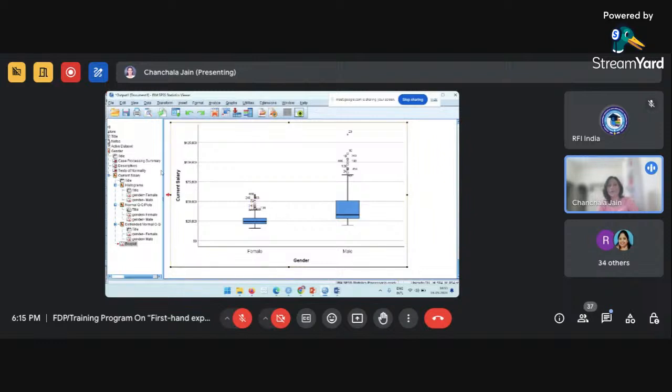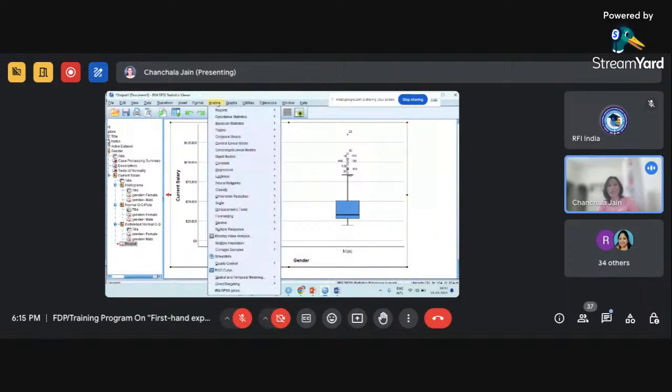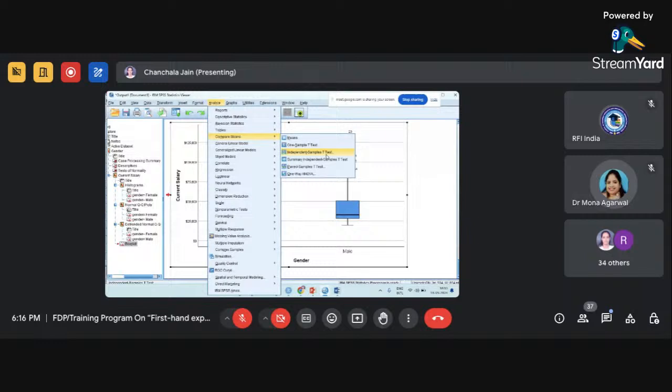For that, you need to go to the Analyze menu. Then you can go to Compare Means, and then you can select the Independent Samples t-test. Is it fine?